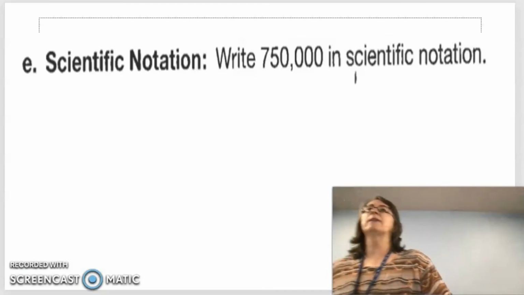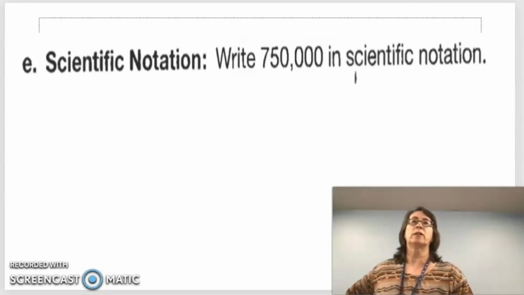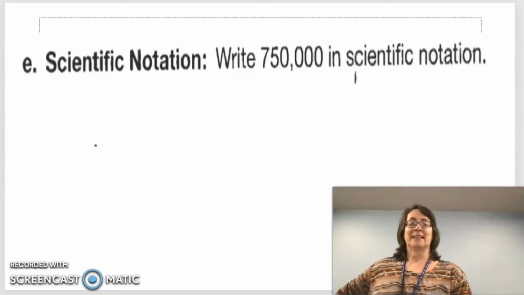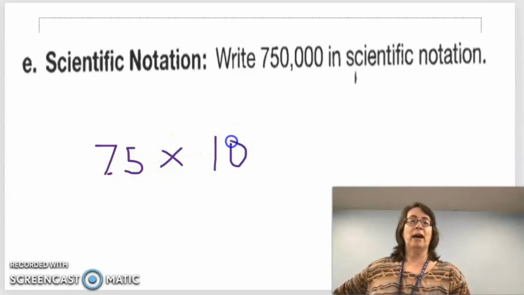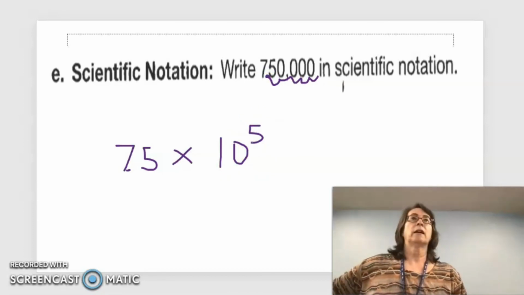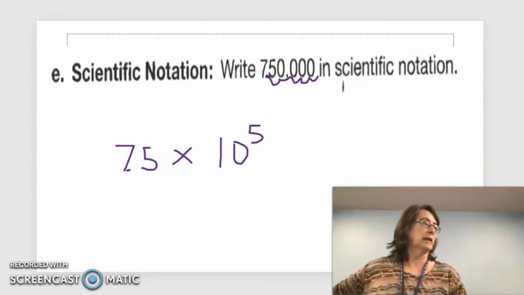Write 750,000 in scientific notation. Who can do that for me? 7.5 times 10 to the 5th. Okay, so how do we determine that? We start at the end, which is where the decimal is, isn't it? And we're going to go 1, 2, 3, 4, 5 to get it after the first non-zero digit. So it's 10 to the 5th, isn't it? Can I take a picture? Yes, you may take a picture very quickly.